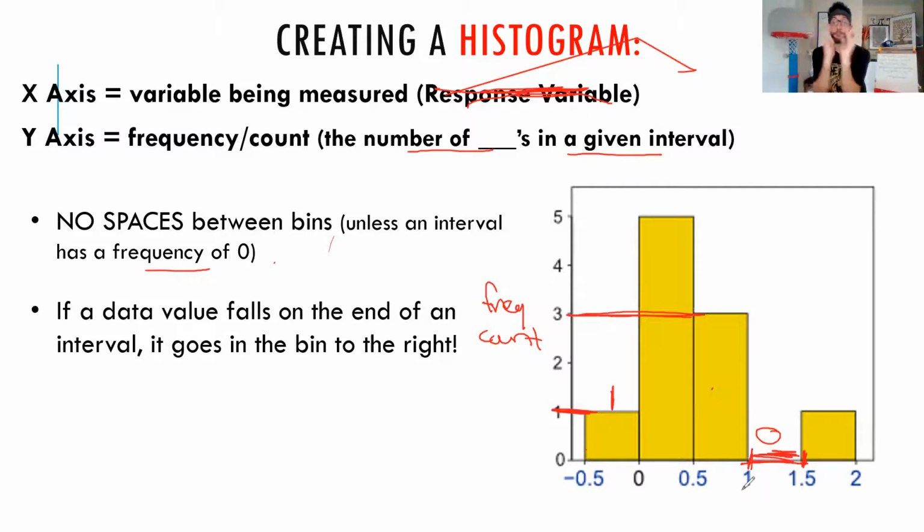So when we create a bar graph, we should space out those bins, those bars. But in a histogram, we do not do that. A space implies a 0. And then as we touched on in the last video, if a data value falls on the end of an interval, it always goes in the bin to the right. And that was discussed with the range, right?